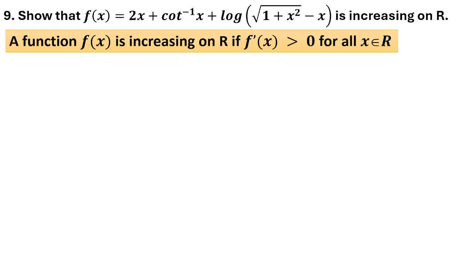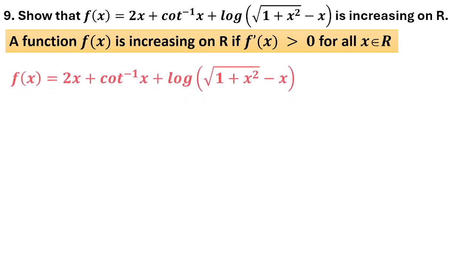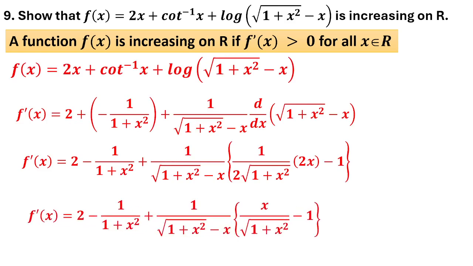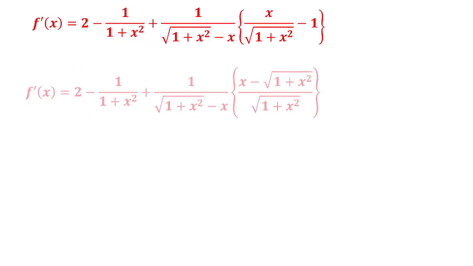Show that this is increasing on R. We know that when a function is increasing, its first derivative is greater than 0 or greater than or equal to 0. Okay, well. Let us try to find the derivative. I think it is a little bit lengthy. You have to do it very carefully and you have to simplify it. I have simplified it.